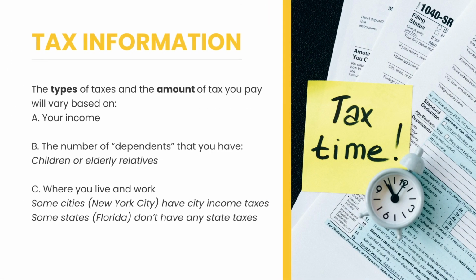Information about taxes is the next type of information on your pay stub or pay statement. Information about taxes is shown two ways: by the type of tax, for example, US or state income tax, Social Security tax, and by the amount of money that you've paid for each type of tax.